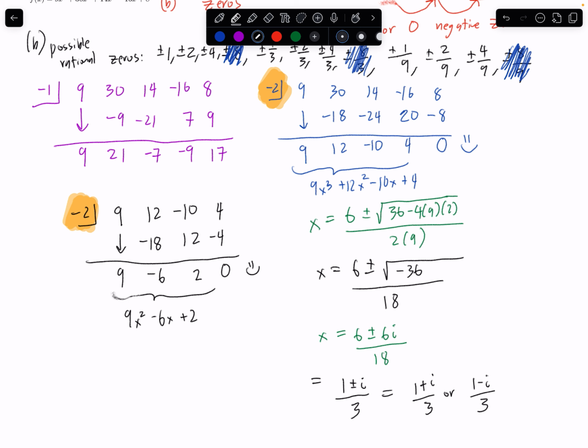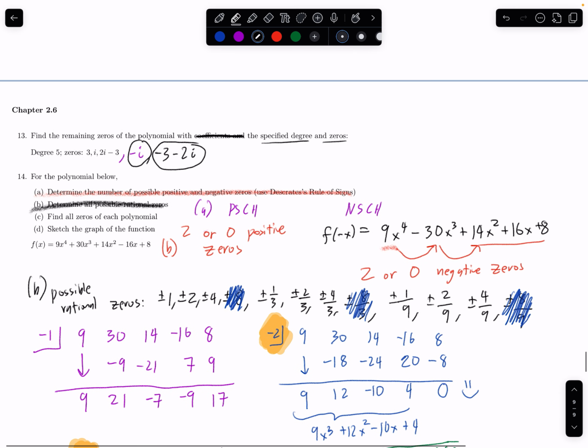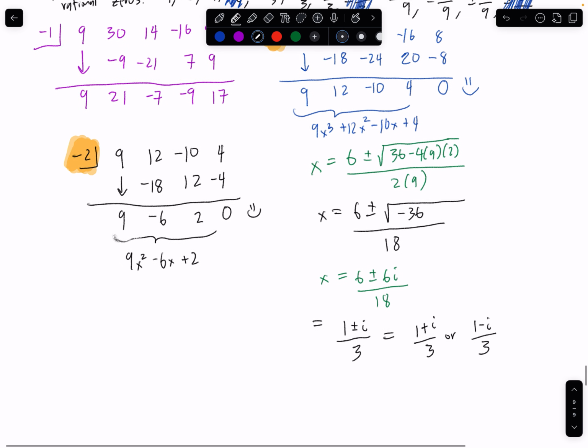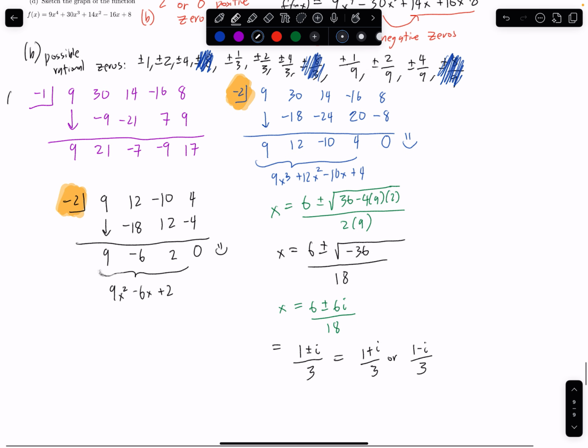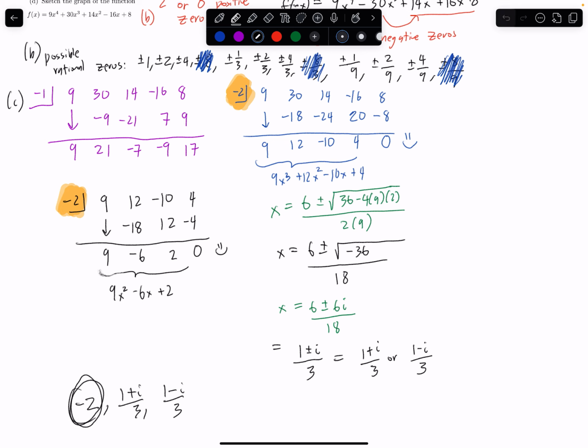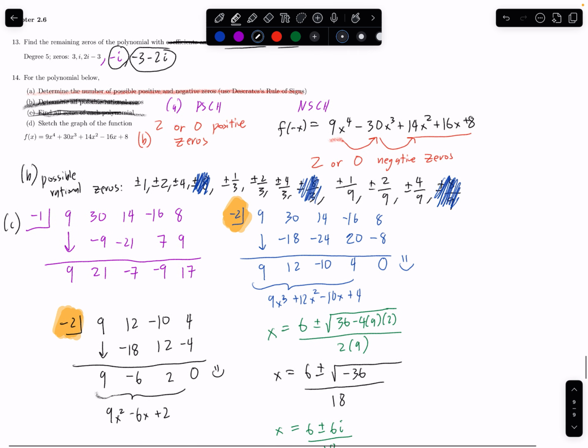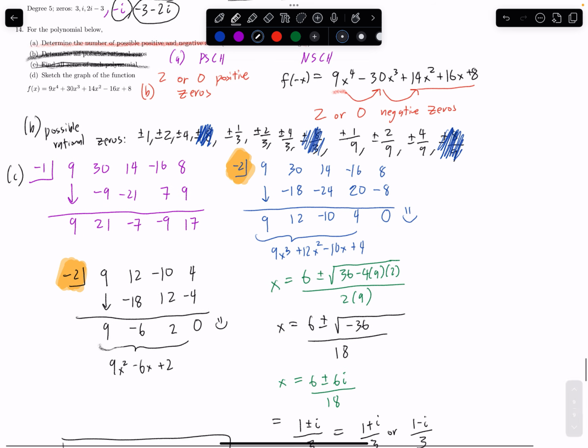Now, what was the question again? The question I'm working on is find all zeros, right? And I found all the zeros. Let's write them out. So this is part C. Well, part C was actually started up here, where it started the synthetic division. But here's the answer. Negative 2 is a 0. So it's 1 plus i over 3 and 1 minus i over 3. This one is a double 0 or double root. Altogether, if I count the multiplicity of the negative 2 zero, I've got 4 zeros. That's part C.